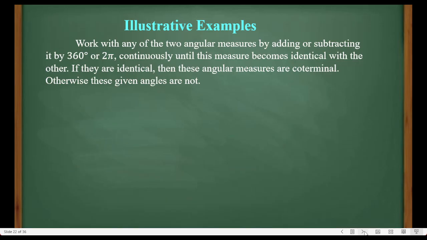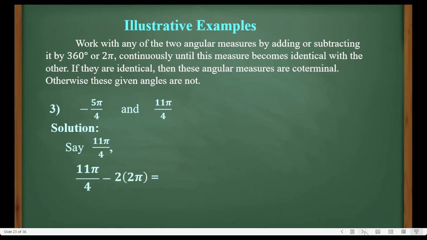Next, we go to number 3. Negative 5 pi over 4 and 11 pi over 4. Coterminal or not? Tingnan natin. Say 11 pi over 4. So we choose the positive angular measure. What do we do with 11 pi over 4? Obviously, we subtract 2 pi from it. How many times? Twice. And what do we get?